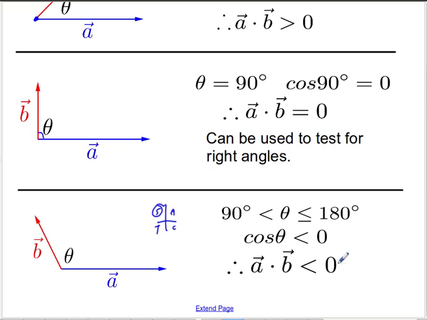And the corollary of that, another result you can get from it if you work backwards, is that if I get a dot product that's negative, I know I have an obtuse angle. That's not always going to be useful, but it's something we can add to our bag of tricks when we're trying to do an analysis.